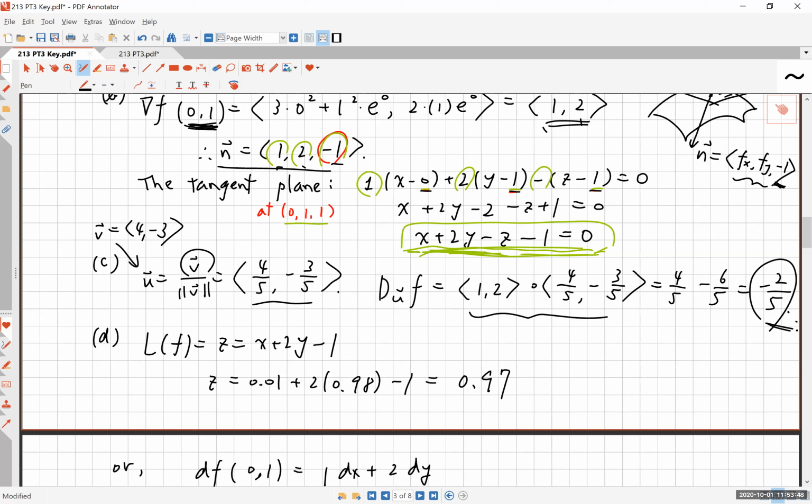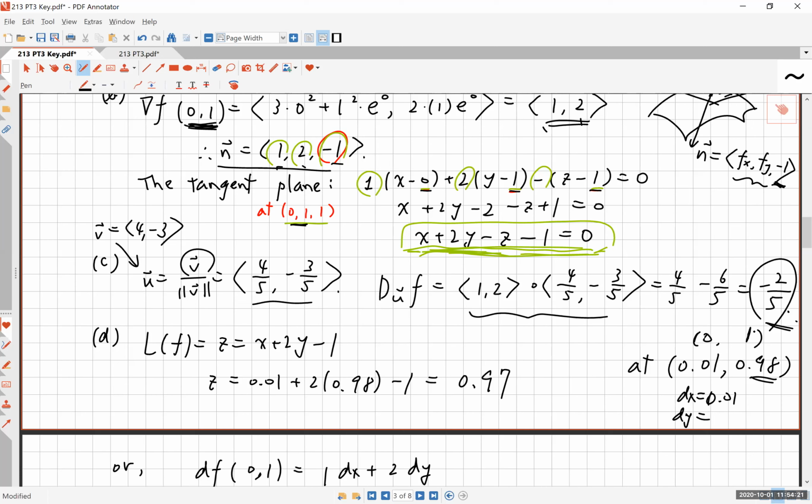All right, part D, the linearization. Let's use the linearization, and we are to approximate this function at a point near 0, 1. So the given point is 0.01, 0.98. Okay, now remember the given point was 0, 1, right? And so the linear approximation is going to be taken, of course, at 0.01. So that means dx is 0.01. And dy, this number compared to 1, well, it's -0.02.